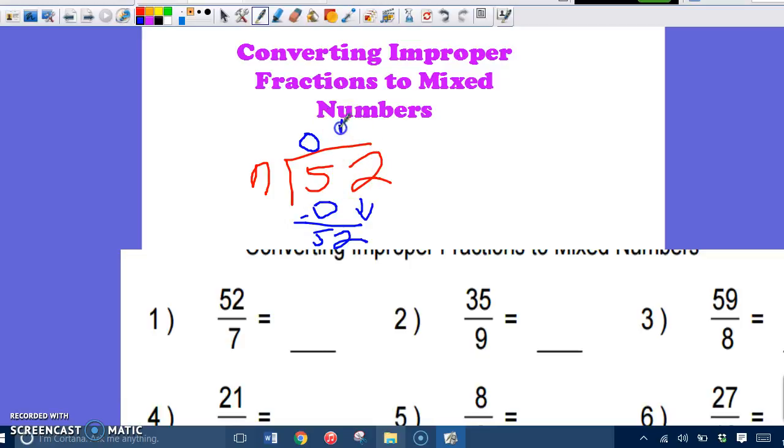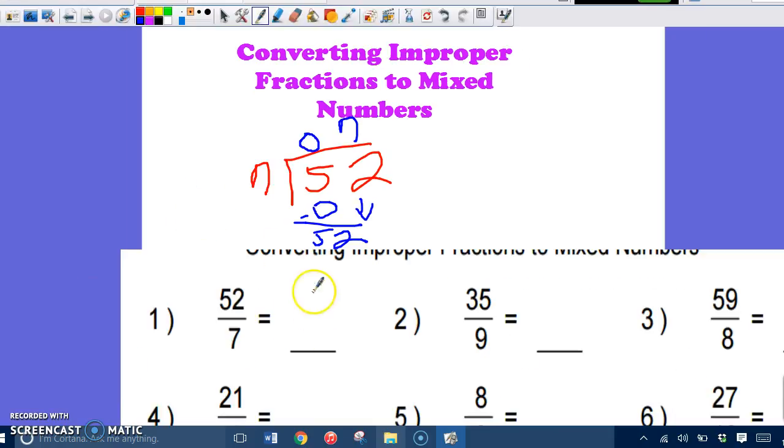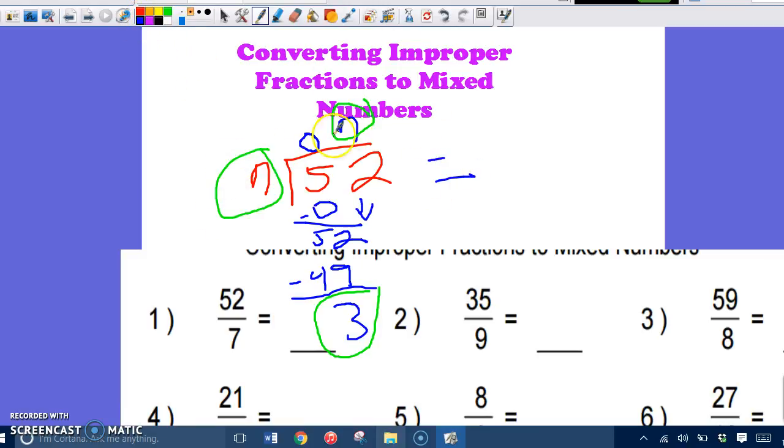7 will go into 52, 7 times, because 7 times 7 is, what was that answer again? You know me, I forget within seconds. 7 times 7 is 49. Good. So take that 49 and subtract from our remainder, 49, 50, 51, 52, so you should have 3. Now you have all the crucial parts that you need in order to put your mixed number together. Here they are. Okay? So your answer above the house is 7.